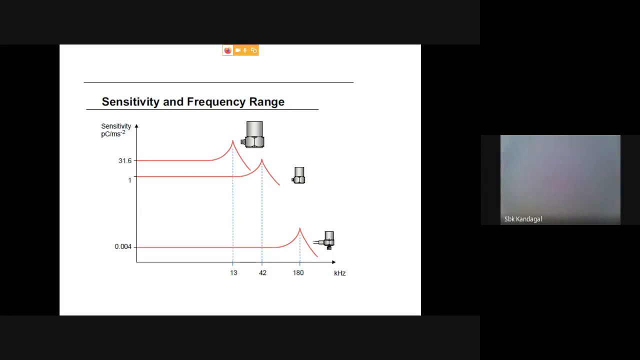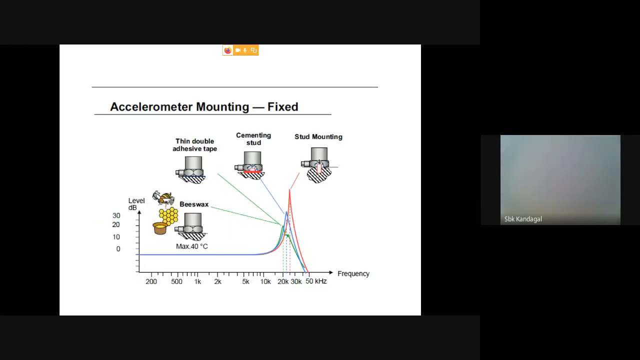Now, as I told you, the frequency range and the sensitivity. The smaller the accelerometer, the lower the sensitivity, the lesser the weight, and the higher the frequency. Whereas the bigger the accelerometer, the higher the sensitivity, and the lower the frequency band. This is very important to note down. Next comes how to mount the accelerometer.